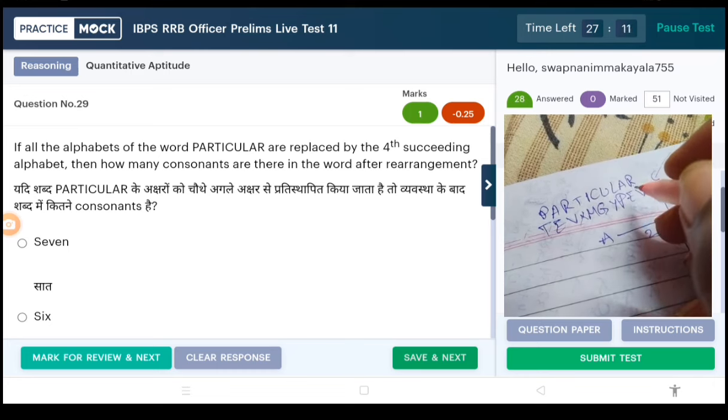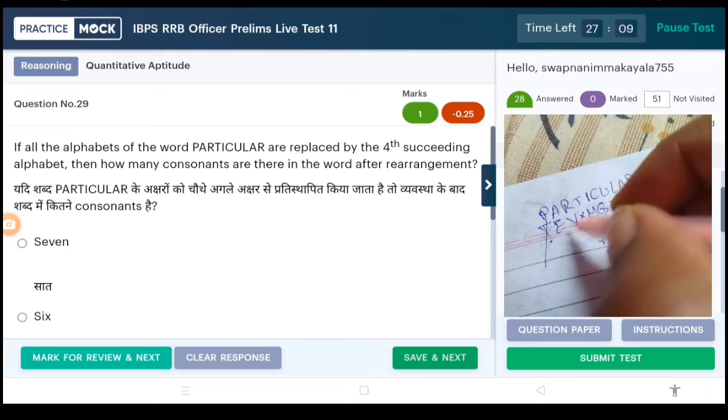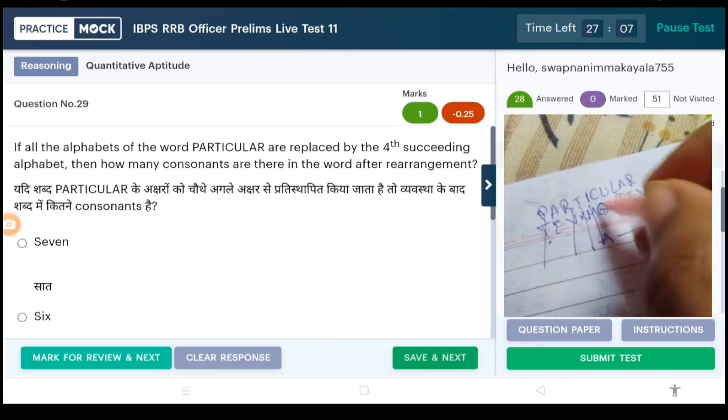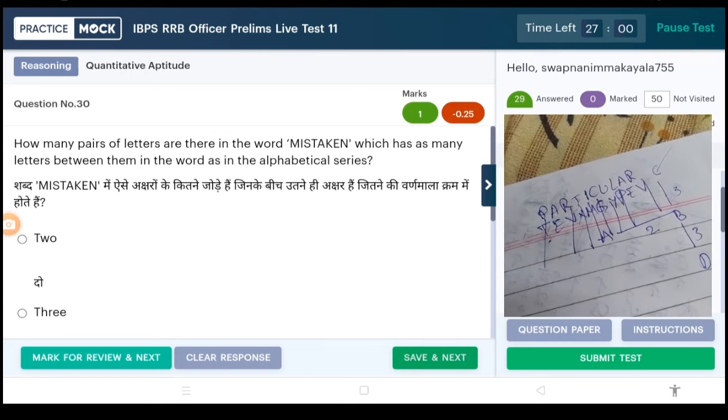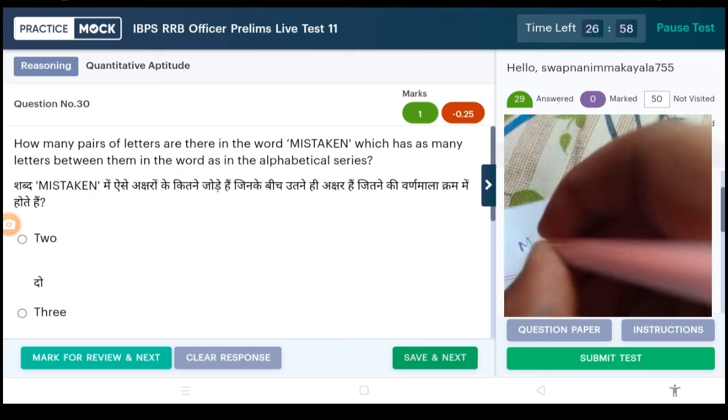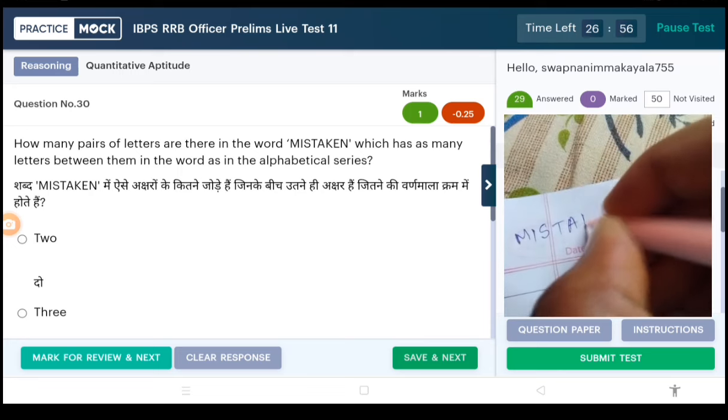How many consonants in the word? 1, 2, 3, 4, 5, 6, 7, 8. How many pairs of letters in mistaken?